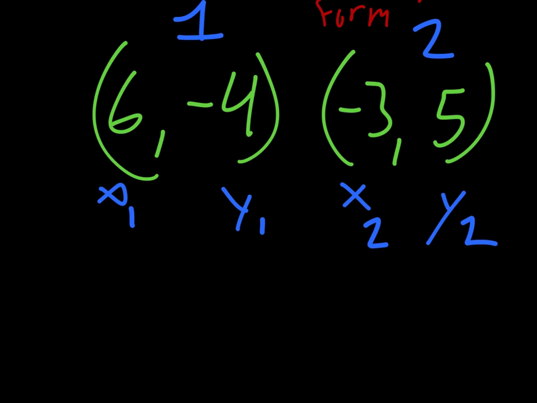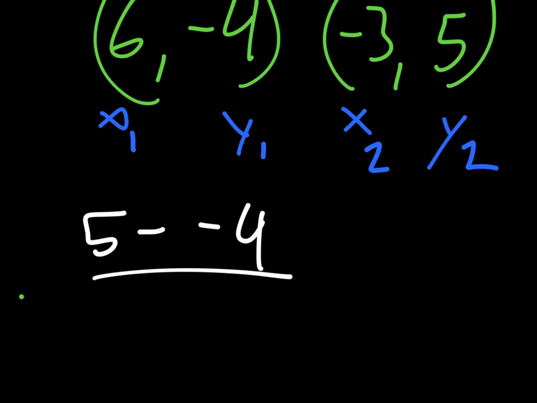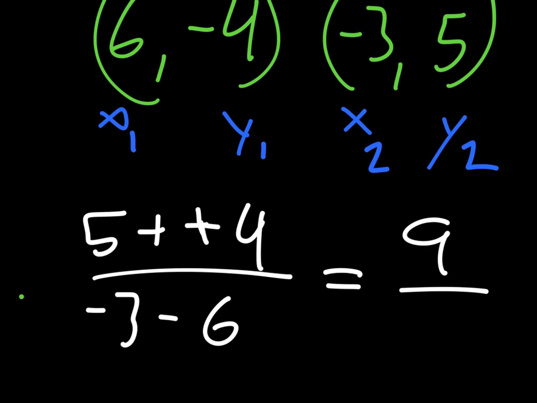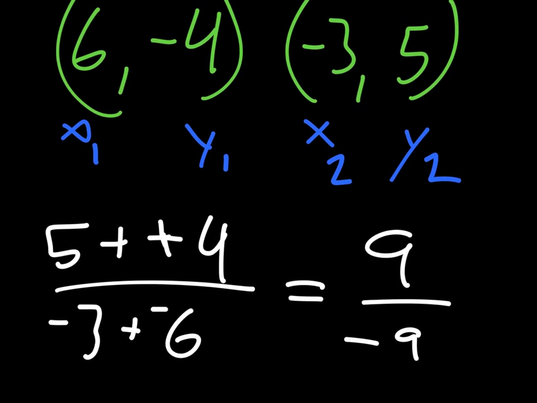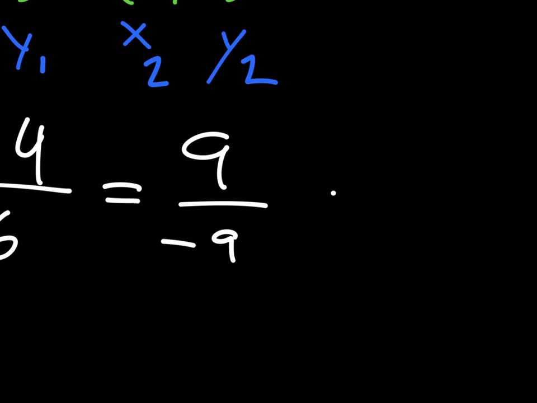Okay. Now we can find the slope, or m. Let's do that. 5 minus negative 4 divided by negative 3 minus 6. So we're subtracting negatives, so we're going to add the opposite. Therefore, we get on the numerator 9 divided by negative 3 minus a positive, so we're going to add the opposite. Now we have negative 9. Okay, so now what we can do is divide. We get 9 divided by negative 9 gives us negative 1.